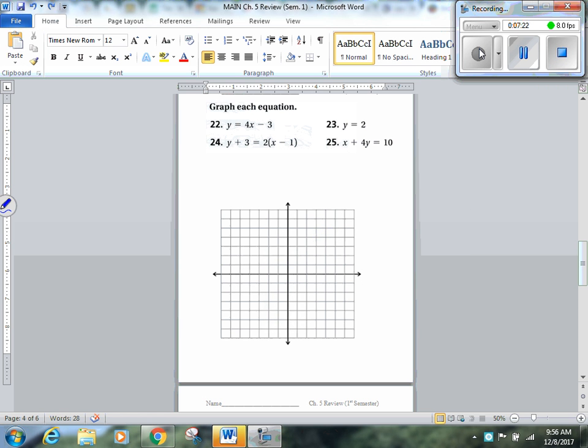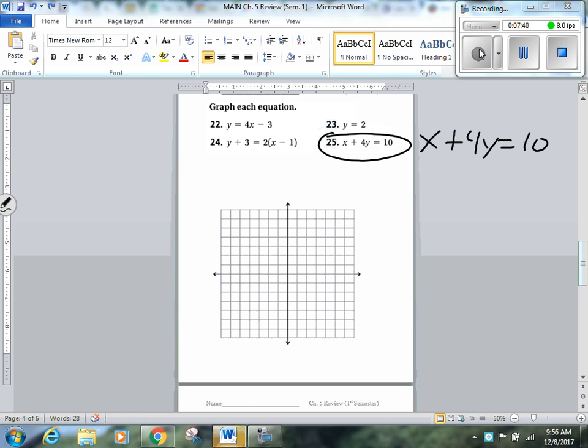Looking at the next problem, problem number 25. In this problem, I'm going to set up the equation x plus 4y equals 10. I need to find the x-intercept and the y-intercept.